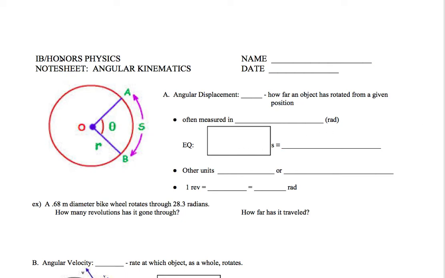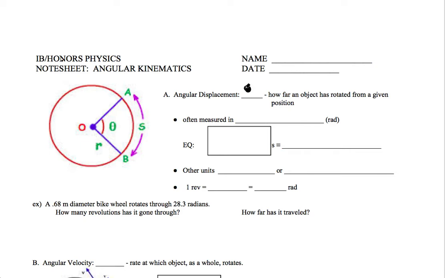At first you'll notice that what we have here is a circle. At the center there's point O. It's got a radius r, and we have the position A to the position B. So we're moving it through a displacement of A to B. S represents the arc length and theta represents the angle that we move through.